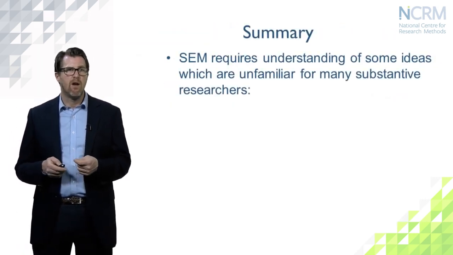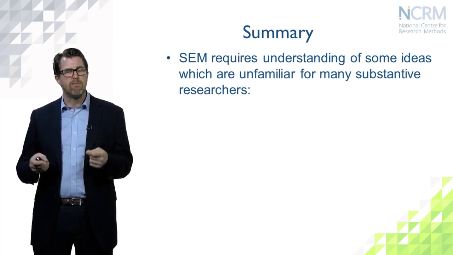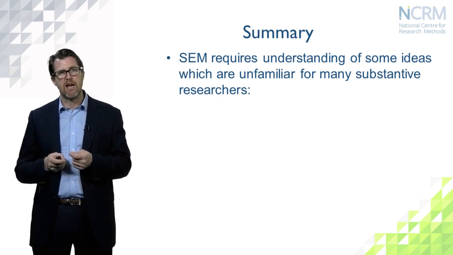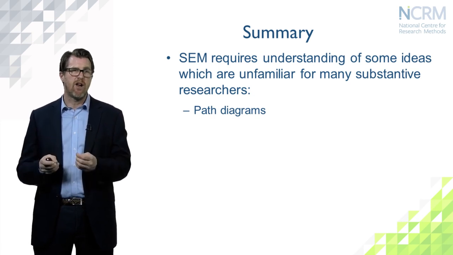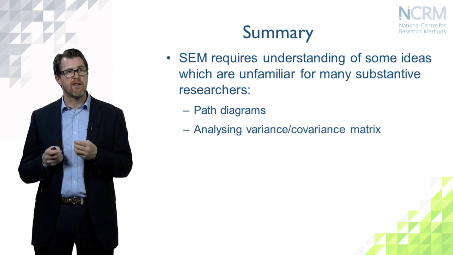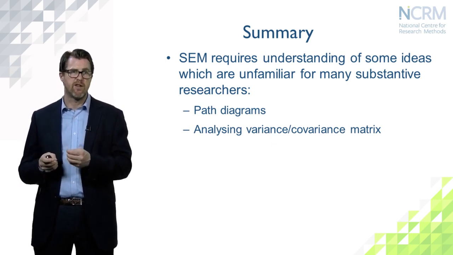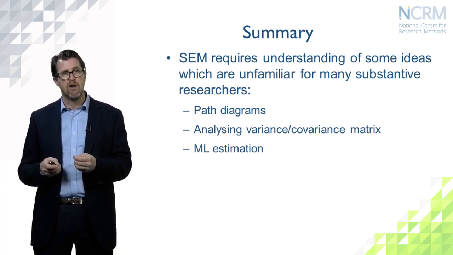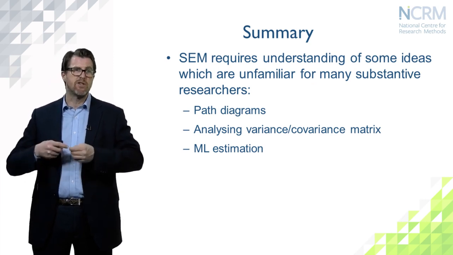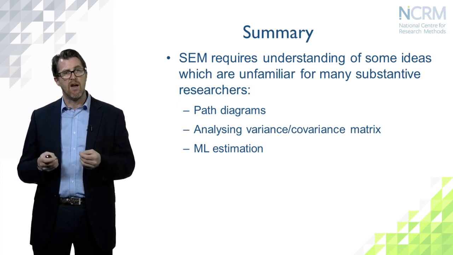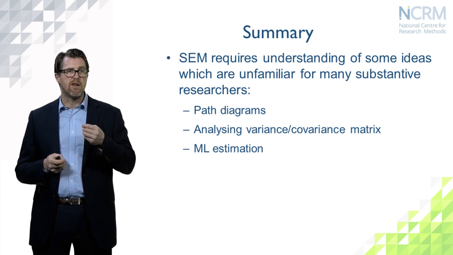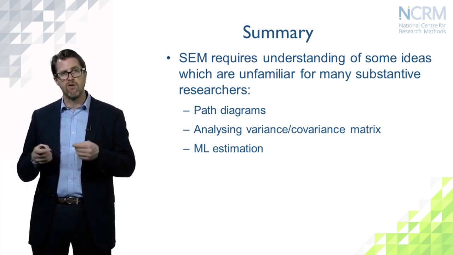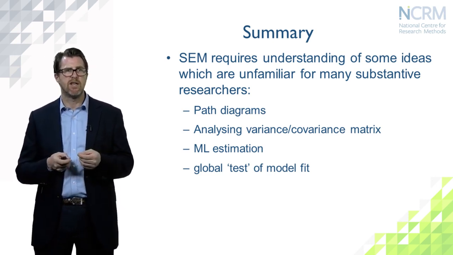So, in this video, I have covered some of the important ideas and concepts that learners will need to take with them into later videos and applications. These are focused around the use of path diagrams for representing our theories and our equations, the fact that we analyze the variance-covariance matrix of the observed variables rather than the raw data, that we use, for the most part, maximum likelihood estimation, which has some quite restrictive assumptions about multivariate normality, but nonetheless is a very useful estimator. It gives us consistent, unbiased, and efficient estimates of the unknown model parameters, and allows us to do global tests of the fit of the model to our data.